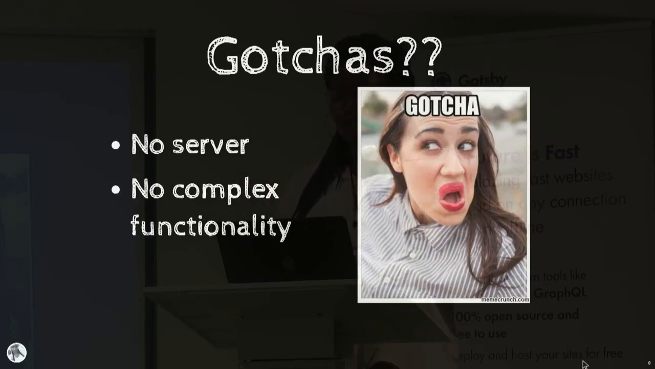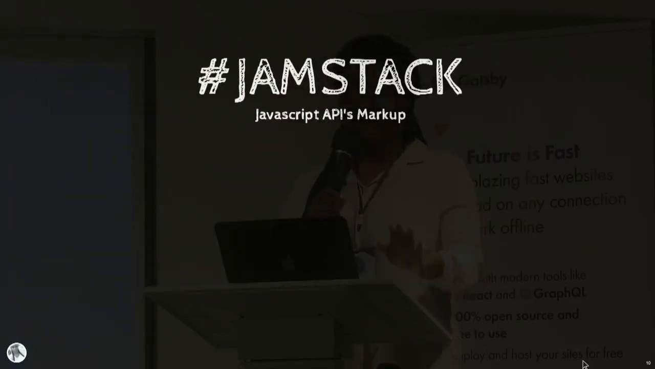But I'm here to surprise you with Jamstack. So with Jamstack, you could actually do these things. So what does Jamstack mean? The Jamstack is basically JavaScript, API, and markup. So the JAM there is JavaScript, API, and markup. Then it's a stack. You get what I mean?